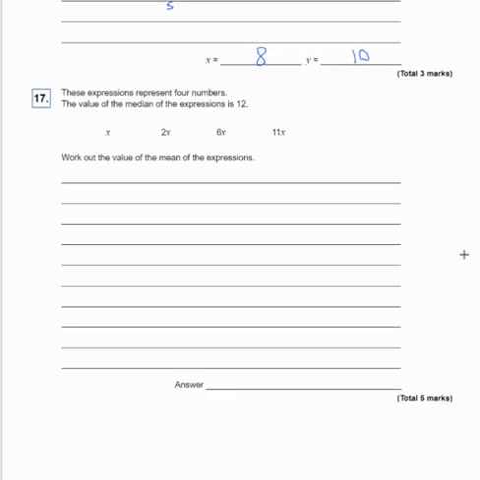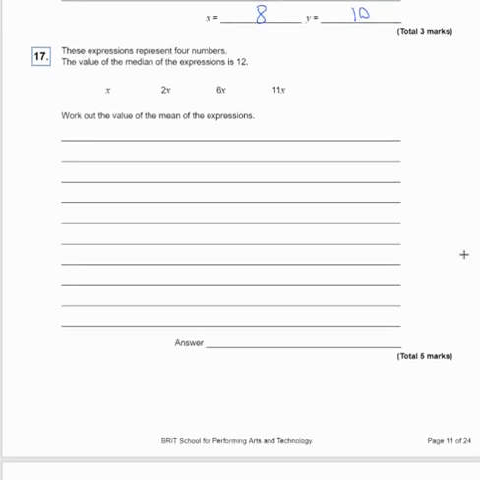Right. Next, we've got these expressions that represent 4 numbers. The value of the median of the expressions is 12. Okay, so we know the median is 12. So the middle number is actually going to be here, which is halfway between these two.